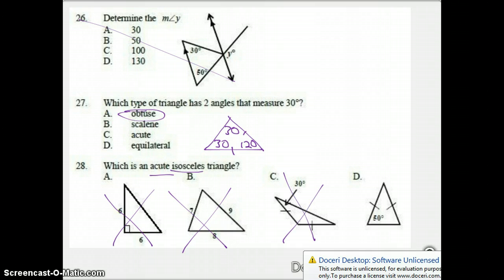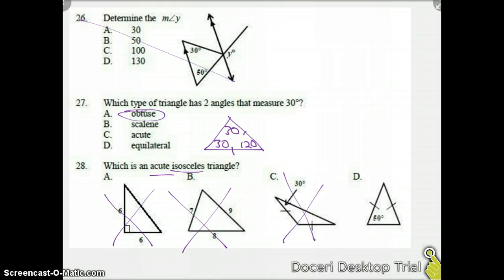And we can't have an obtuse angle. C is gone. Now, even though they gave me the 30, I can see that the other two angles would also be 30 and then eventually 120. So that's obtuse. D is going to be our best choice.